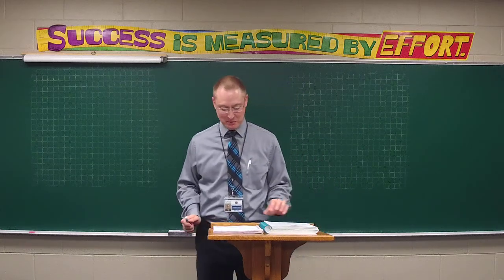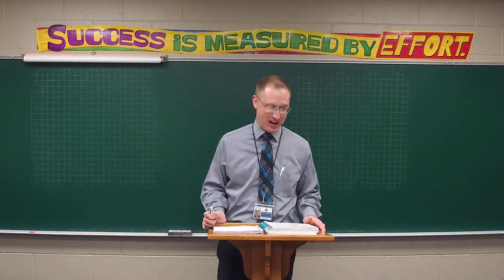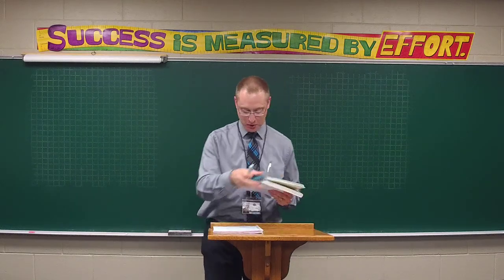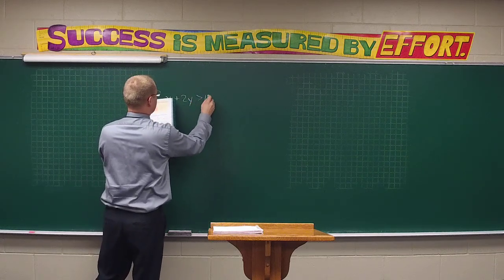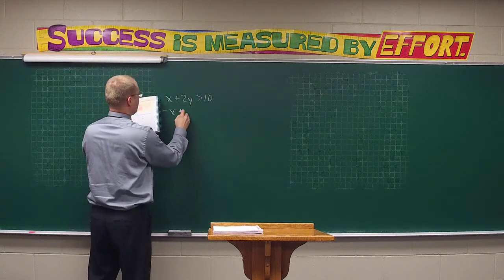Page 256 in your books. Numbers 2, 8, and 10 you had for homework. Have those graphs out, and let's take a look at those. Number 2 was fairly straightforward. You had two linear inequalities that you needed to graph together in a system.